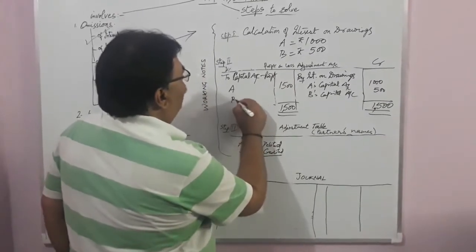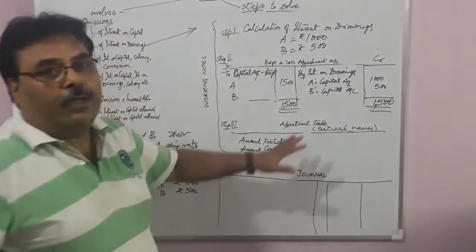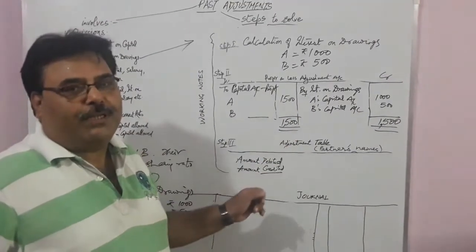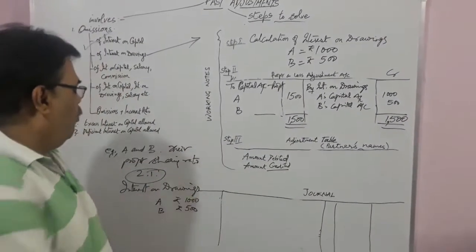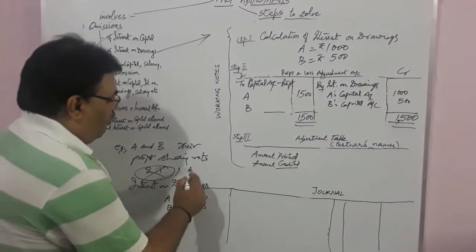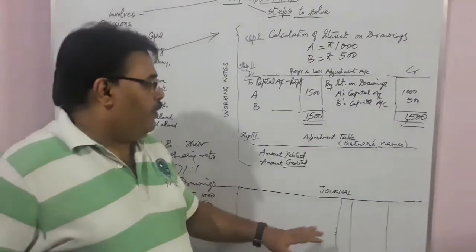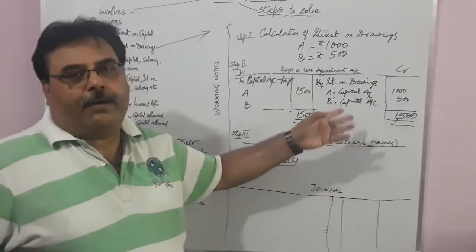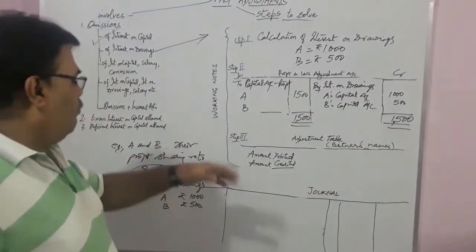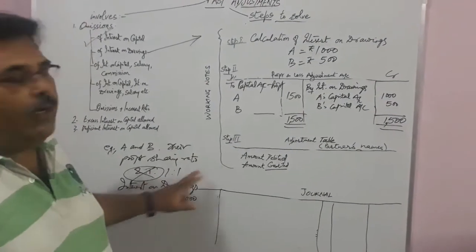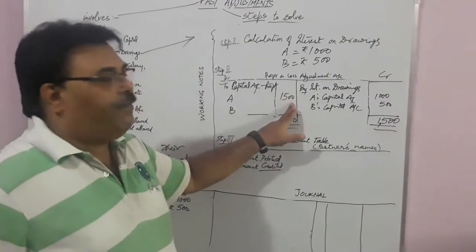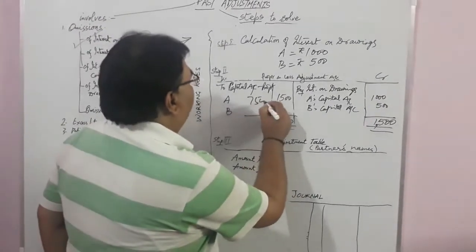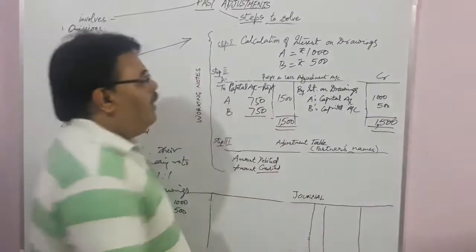Now I am going to distribute 1500 in the partners' profit sharing ratio. I am going to change the profit sharing ratio to 1:1, because if I take 2:1 there would be no journal entry, because debit and credit side will be equal. So I am changing my ratio to 1:1. Now I distribute 1500 in 1:1 ratio. That will be 750 to A and 750 to B.